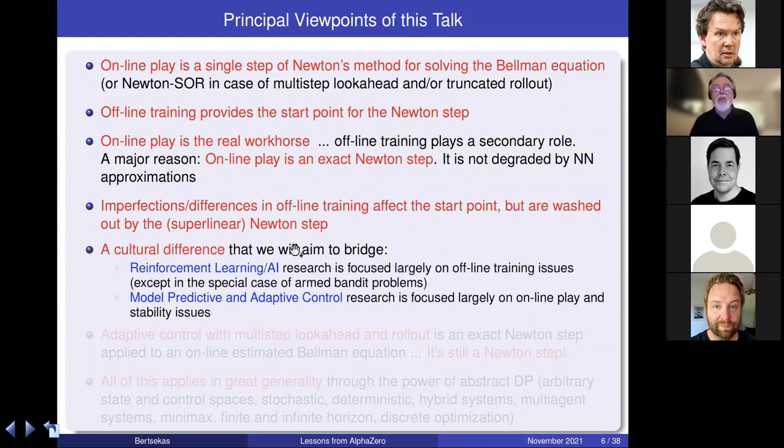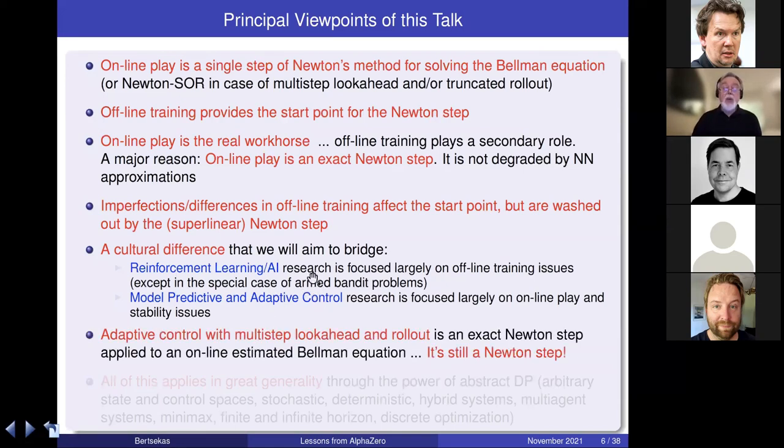Now, there's a cultural difference between the reinforcement learning artificial intelligence community and the control community, particularly model predictive and adaptive control. People in reinforcement learning focus primarily on offline training issues, whereas people in model predictive control are focused largely on online play and also stability issues, which are not dealt with by the reinforcement learning community almost at all. So we're going to try to bridge this gap through these visualizations.